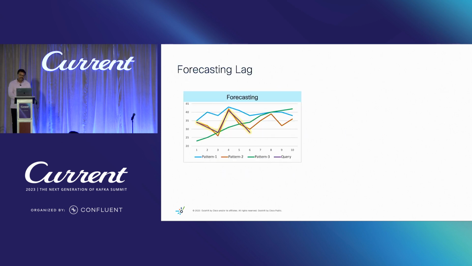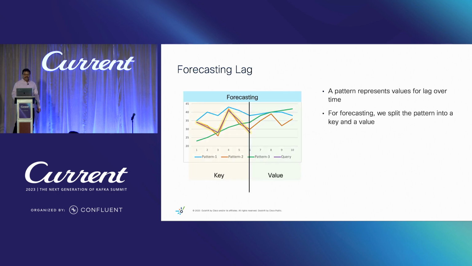Now, how do you forecast lag? This is the concept we wanted to build upon: Kafka lag is essentially a sequence of numbers that happens over time. If you're making observations of Kafka lag every 5 seconds, 5 minutes, or 10 minutes, however it is, you see a time series pattern coming out. This pattern represents values over time. For the purpose of forecasting, we observe these patterns and divide them into a key and a value. The key is the first X points, like the first 6 points or 60 points, and the value is the next 4 points or 40 points.